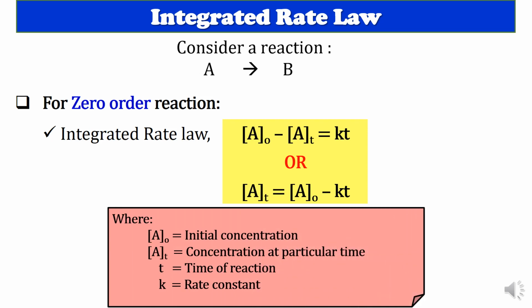So [A]0 represents the initial concentration before reaction takes place. [A]t refers to concentration at particular time, t time of reaction, and k is rate constant.